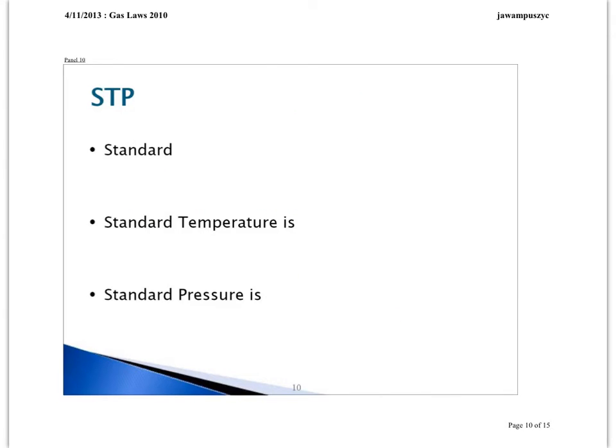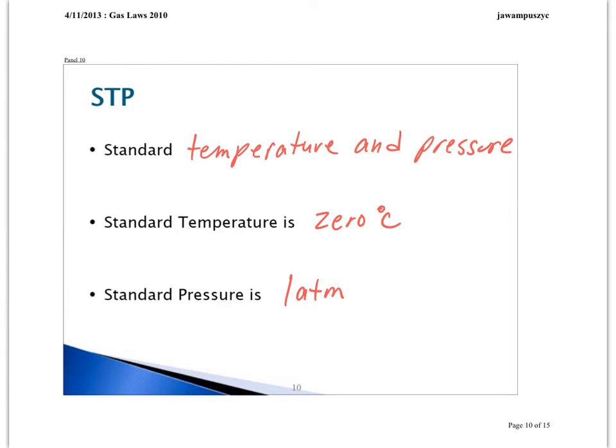We'll be using the term STP, and that simply stands for standard temperature and pressure. The standard conditions for STP for temperature is 0 degrees Celsius, and standard pressure is simply 1 atmosphere or its equivalent, 14.7 psi or 760 torr, and so on.